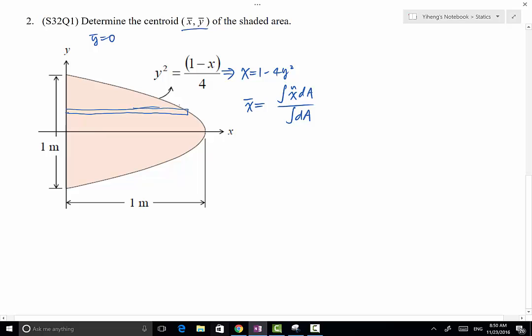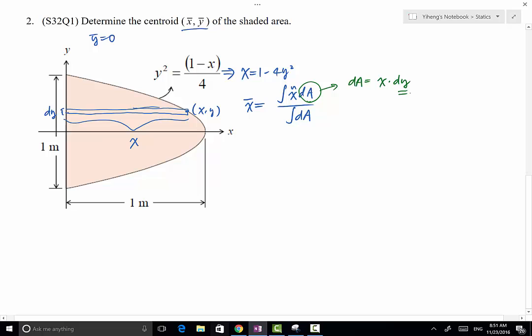So this is my differential element. It's a rectangle. This total length is x. This point right here has coordinates of x and y. For this differential element, its width is dy. Therefore, its area, this right here, dA, equals x times dy. As you can see, we only need to integrate with respect to one variable in this case.